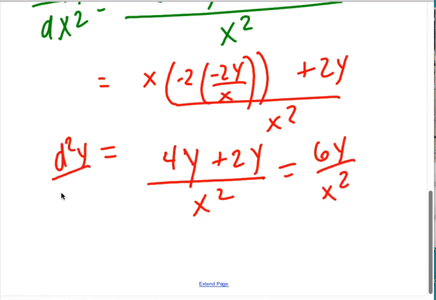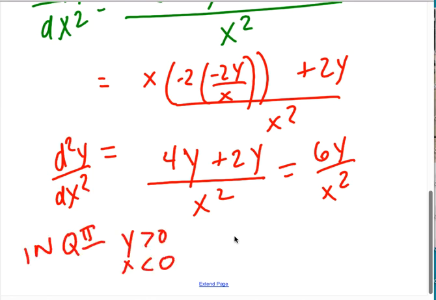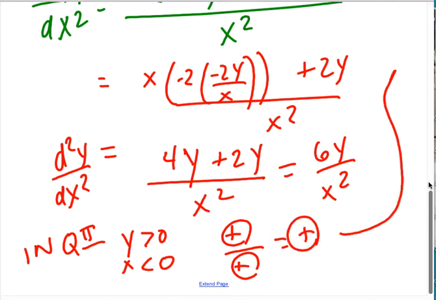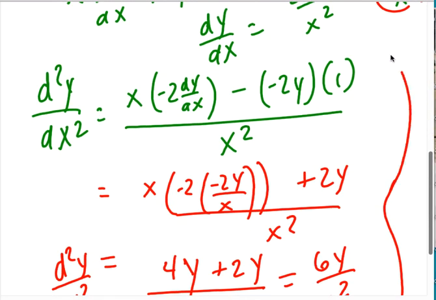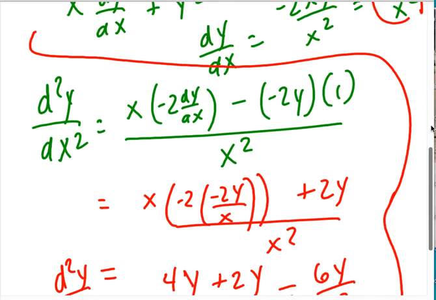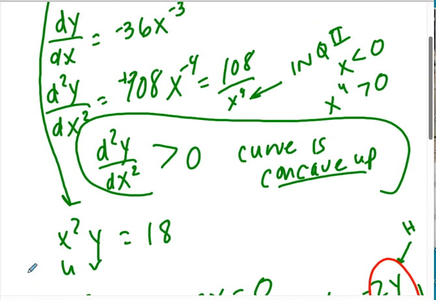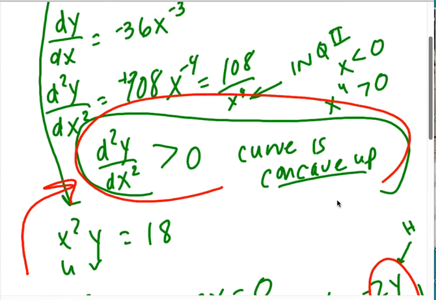Since you are in quadrant 2, y is greater than 0 and x is less than 0, so you would get a positive on top of another positive because it's squared. So it would net positive, and then you would get back to the same answer that I gave you way up here. There it is.